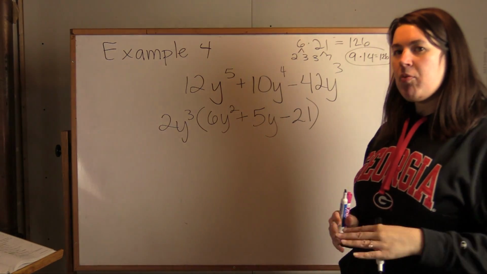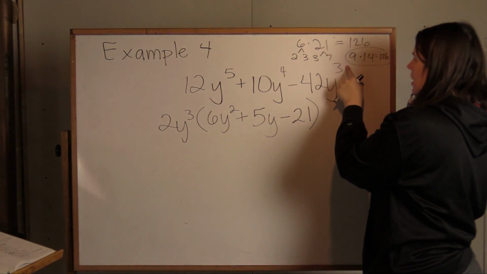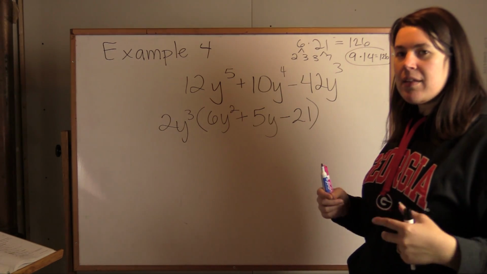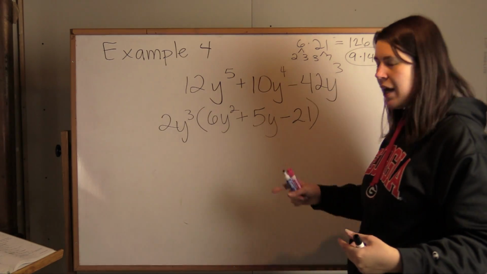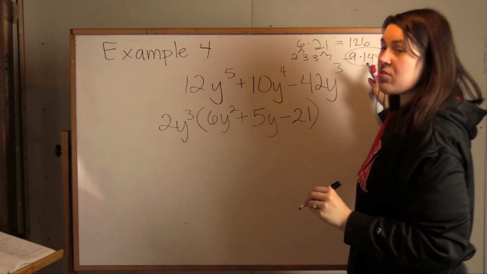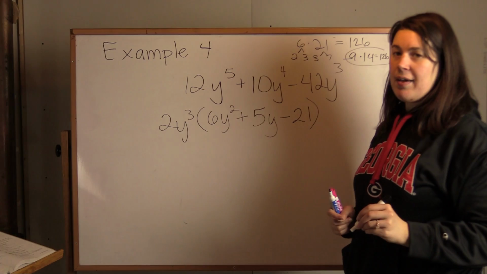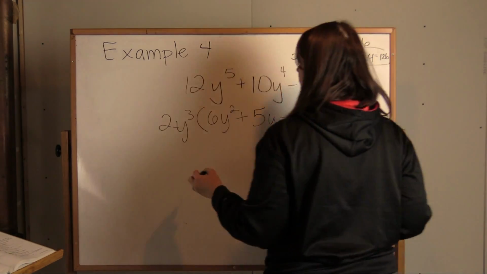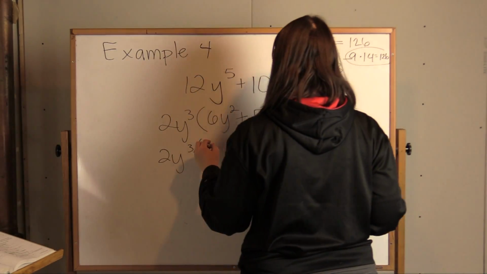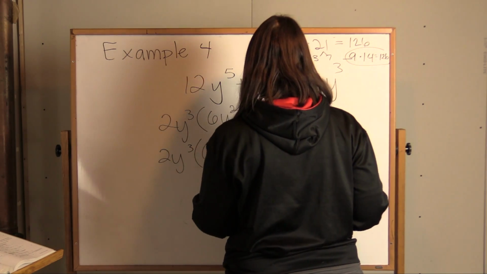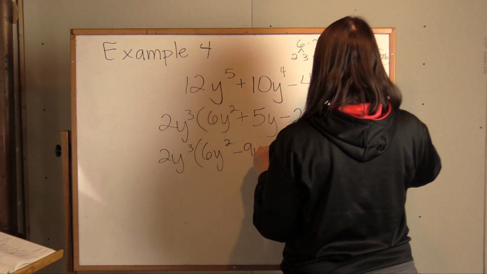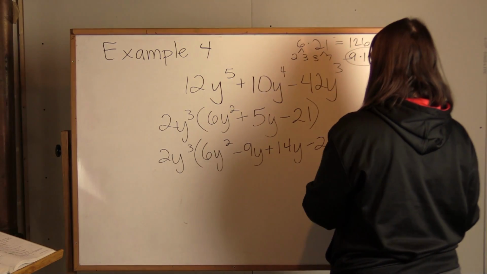So what I need to identify before I rewrite my problem is which one is negative. Is the 9 negative or is the 14 negative? So the way I need to look at it is how can I add them together or subtract them in a way that will give me a positive 5. So if I put the negative on 9, does 14 minus 9 equal positive 5? In this case, the answer is yes. So I'm going to rewrite 2y to the third parenthesis, and then 6y squared, instead of writing 5y, I'm going to write minus 9y plus 14y minus 21.